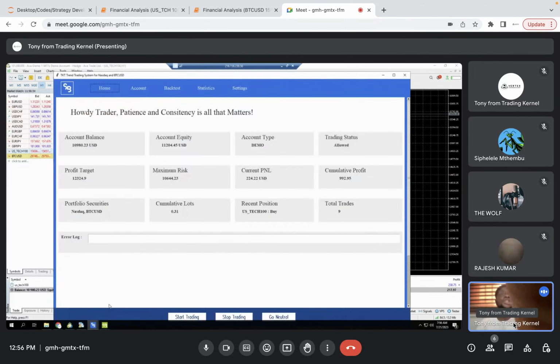So this is the trend trading strategy for Nasdaq and for BTC USD. You can see it looks a little bit cute. We have the home page here. We have the account section.